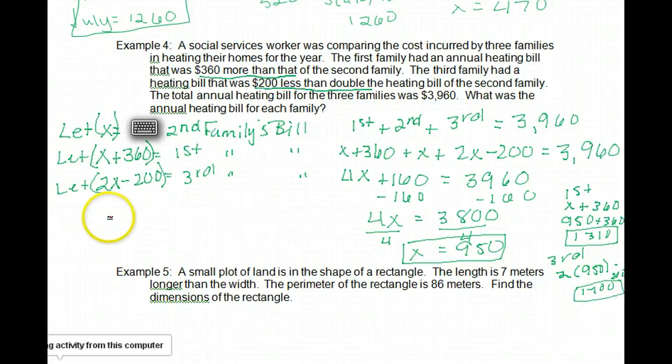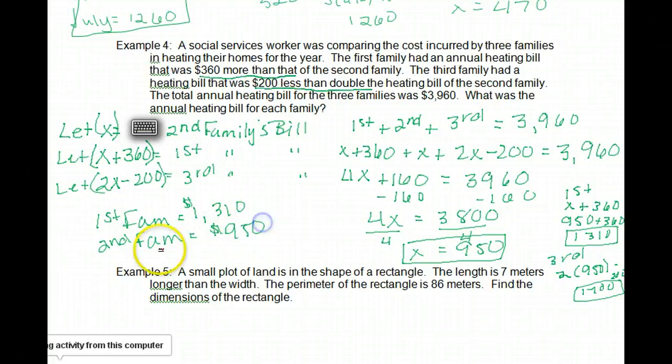So now you're going to write a sentence that tells me that the first family's bill equals $1,310. The second family's bill equals $950. And the third family's bill equals $1,700.